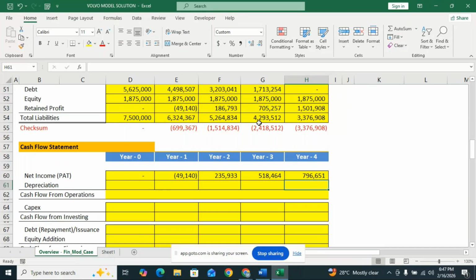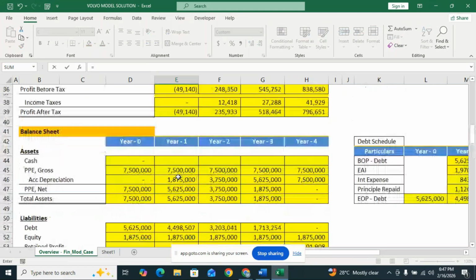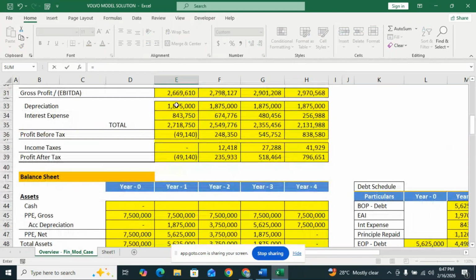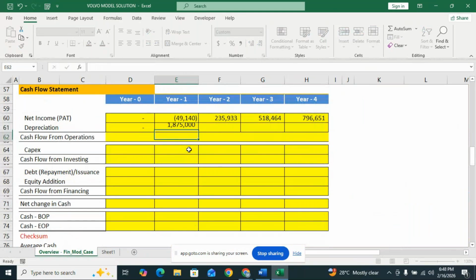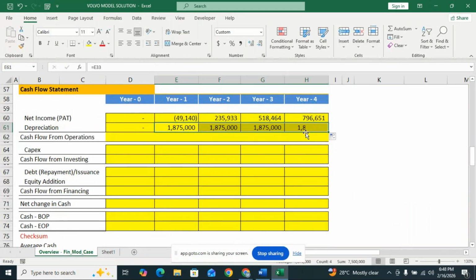So after you have pasted the PATs, next is depreciation. Again for year 0, it's nil. And for year 1, what you have computed as depreciation above, the same thing you can just take up, and for the rest you can consider. And you have to calculate your cash flow from the operations, the first stage.